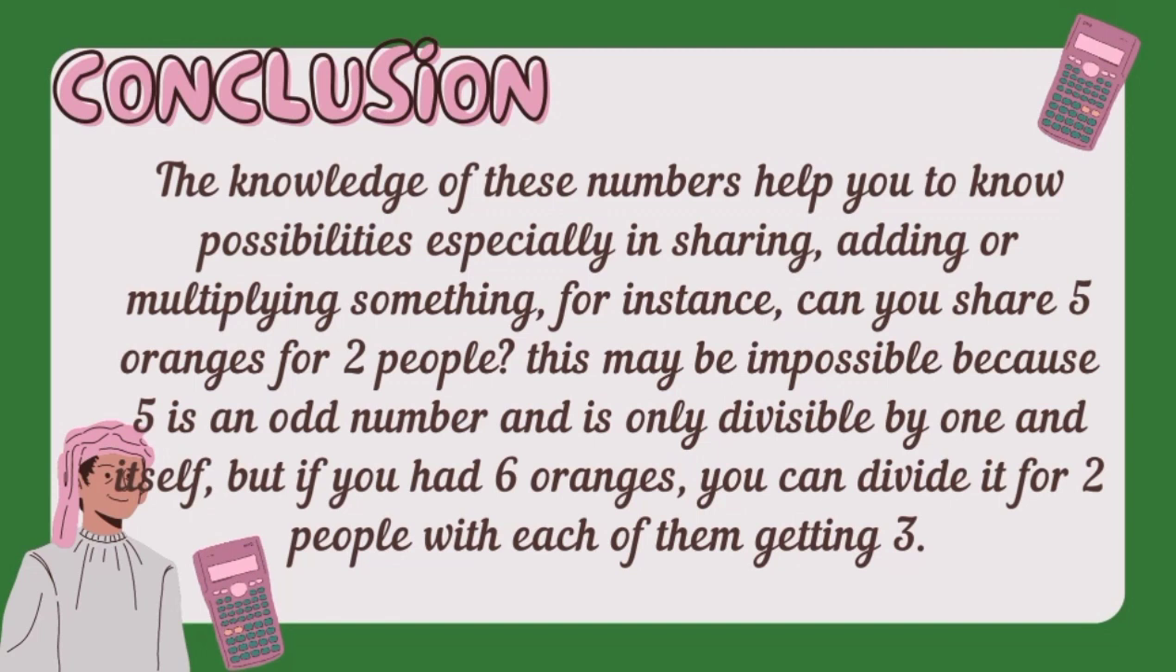multiplying something. For instance, can you share 5 oranges for 2 people? This may be impossible because 5 is an odd number. But if you had 6 oranges, you can divide it for 2 people, with each of them getting 3.